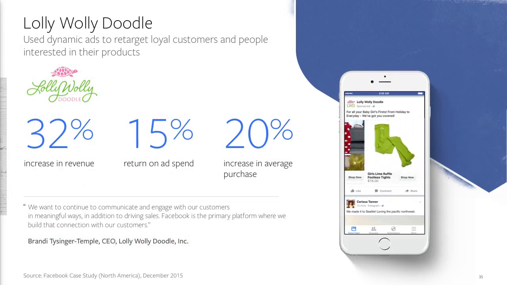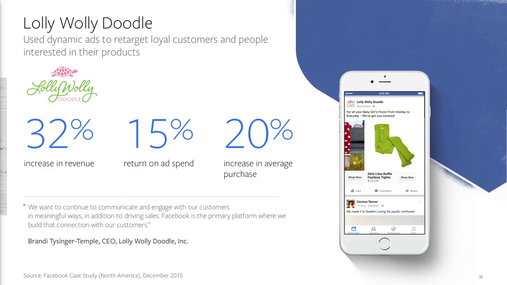To share its robust product catalog with new and established customers, Lolly Wally Doodle used Facebook's dynamic ads. To begin, the company tagged every item in its catalog and then uploaded that catalog to Facebook. Lolly Wally Doodle placed the Facebook pixel on its website to understand consumer behaviors, like which products they were viewing and adding to cart.